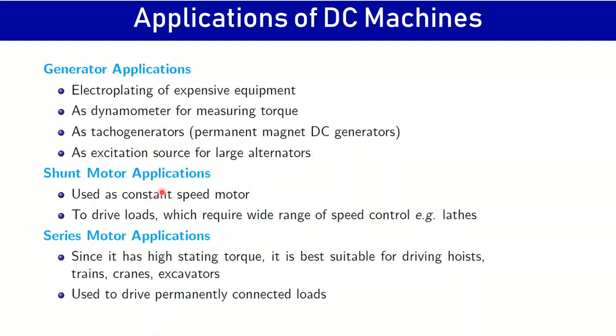Similarly, a shunt motor is used as a constant speed motor, whereas mainly in traction applications we use a series motor because here if you derive a relationship between torque and speed, you see that the current is proportional to the square root of the torque. So for a 4 times increase in torque, the increase in current is only 2 times. So in most of our electric locomotives, we use DC series motors.